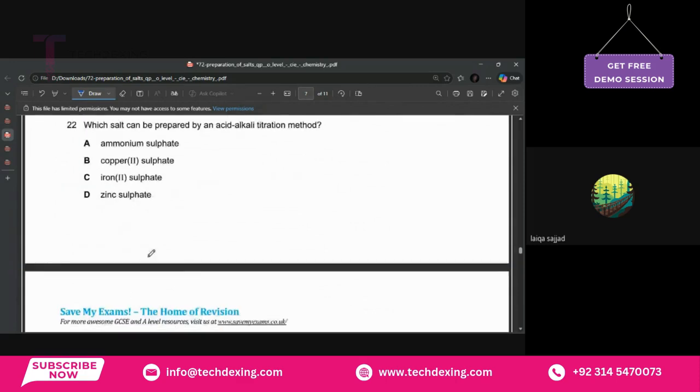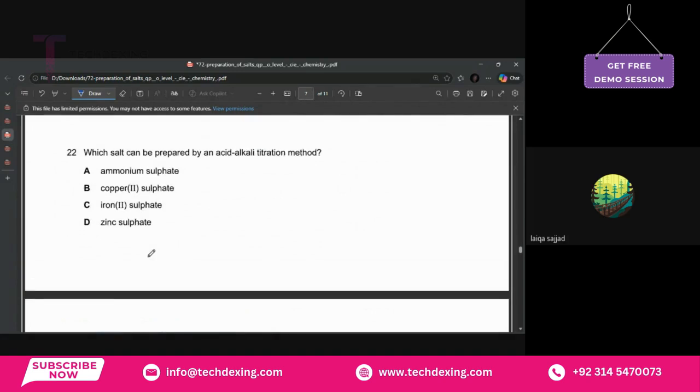Okay, which salt can be prepared by an acid-alkali titration method? Ammonium sulfate, copper sulfate, iron sulfate, or zinc sulfate? It can be ammonium sulfate, because it's made from sulfuric acid and ammonia. Very good. The titration method is specifically used to prepare soluble salts from soluble starting materials. So it would be ammonium sulfate.